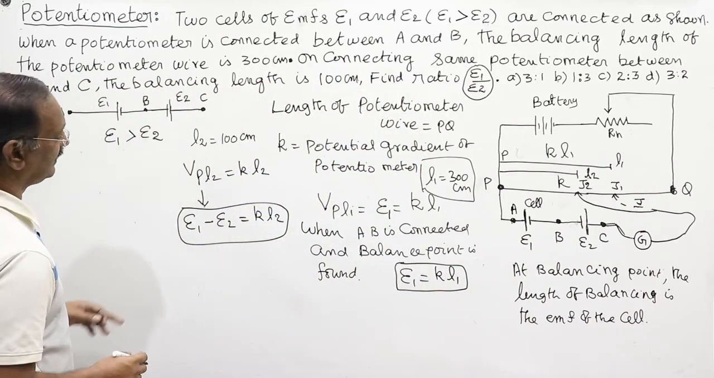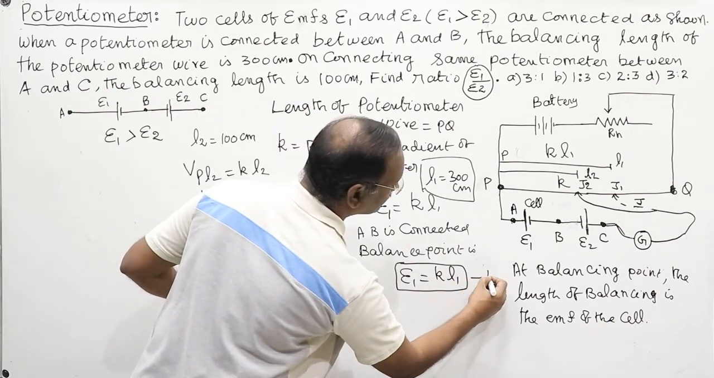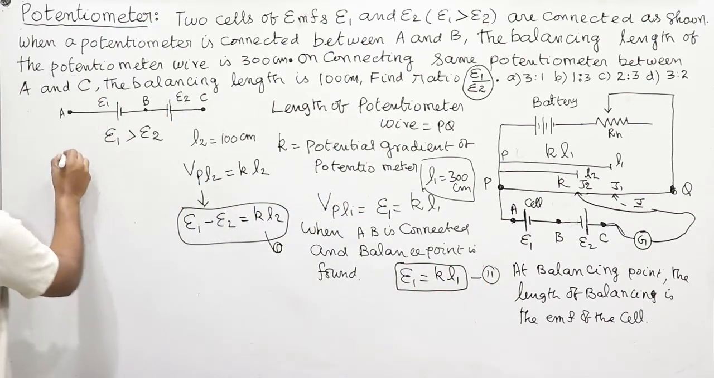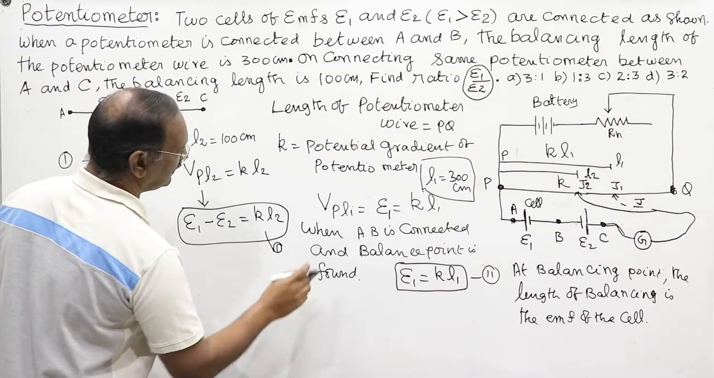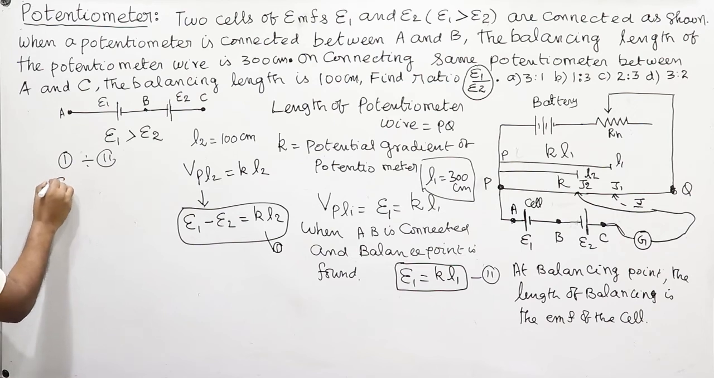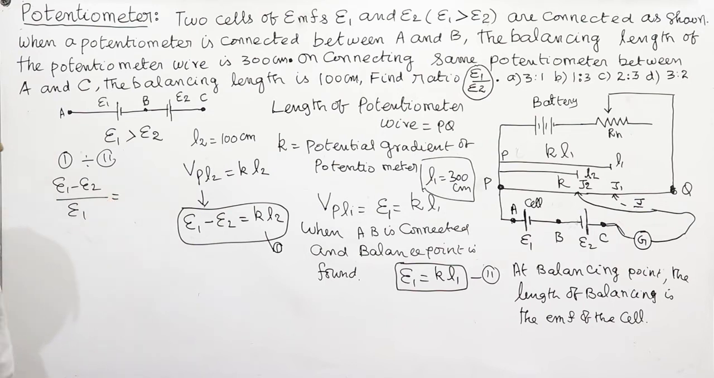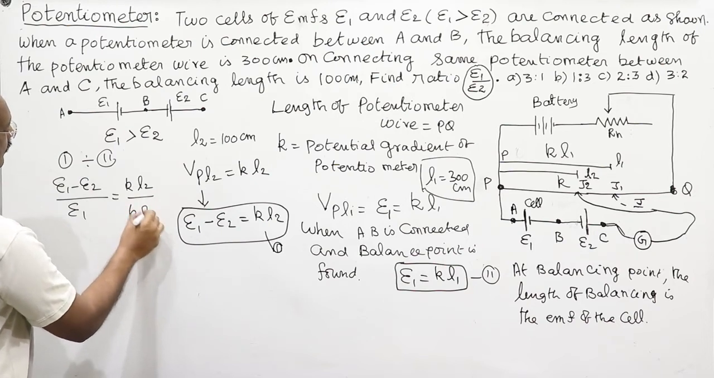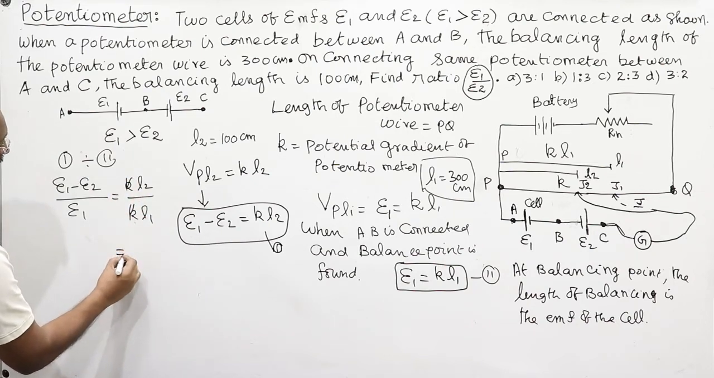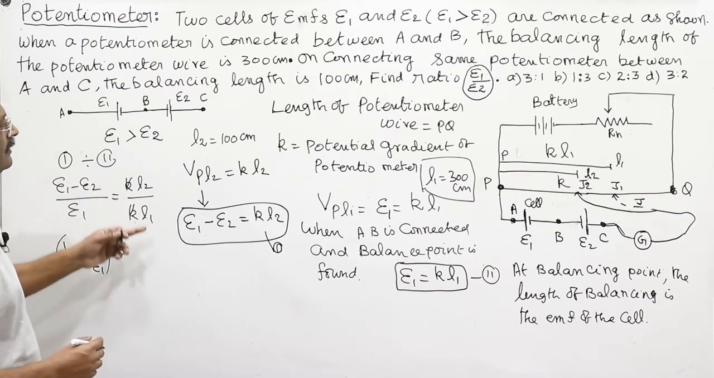Now we have to find E1 by E2. We call this the first equation and this the second equation, and divide the second equation by the first, because we have to find E1 by E2. So when we divide, E1 minus E2 divided by E1 is equal to K into L2 divided by K into L1. The K cancels. We can write this as 1 minus E2 by E1 is equal to L2 by L1.